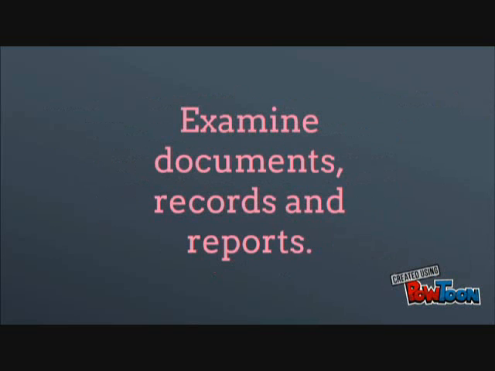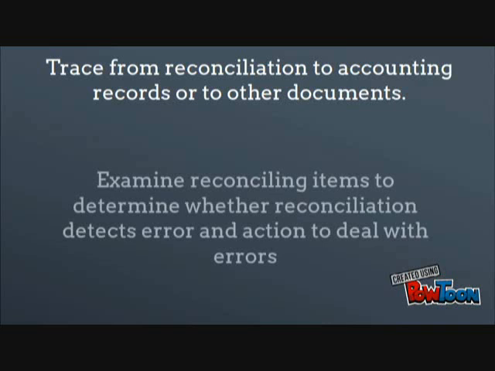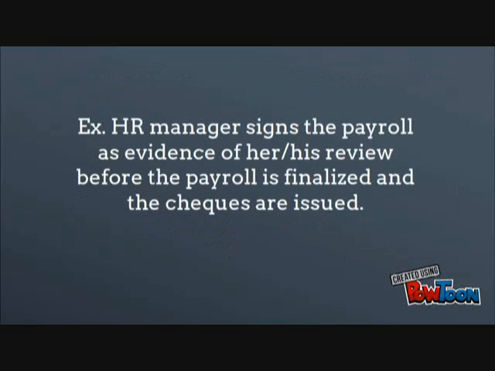Second, examine documents, records, and reports. Trace from reconciliation to accounting records or to other documents. Auditor examines reconciling items to determine whether reconciliation detects error and action to deal with errors. For example, HR manager signs the payroll as evidence of her review before the payroll is finalized and the checks are issued.